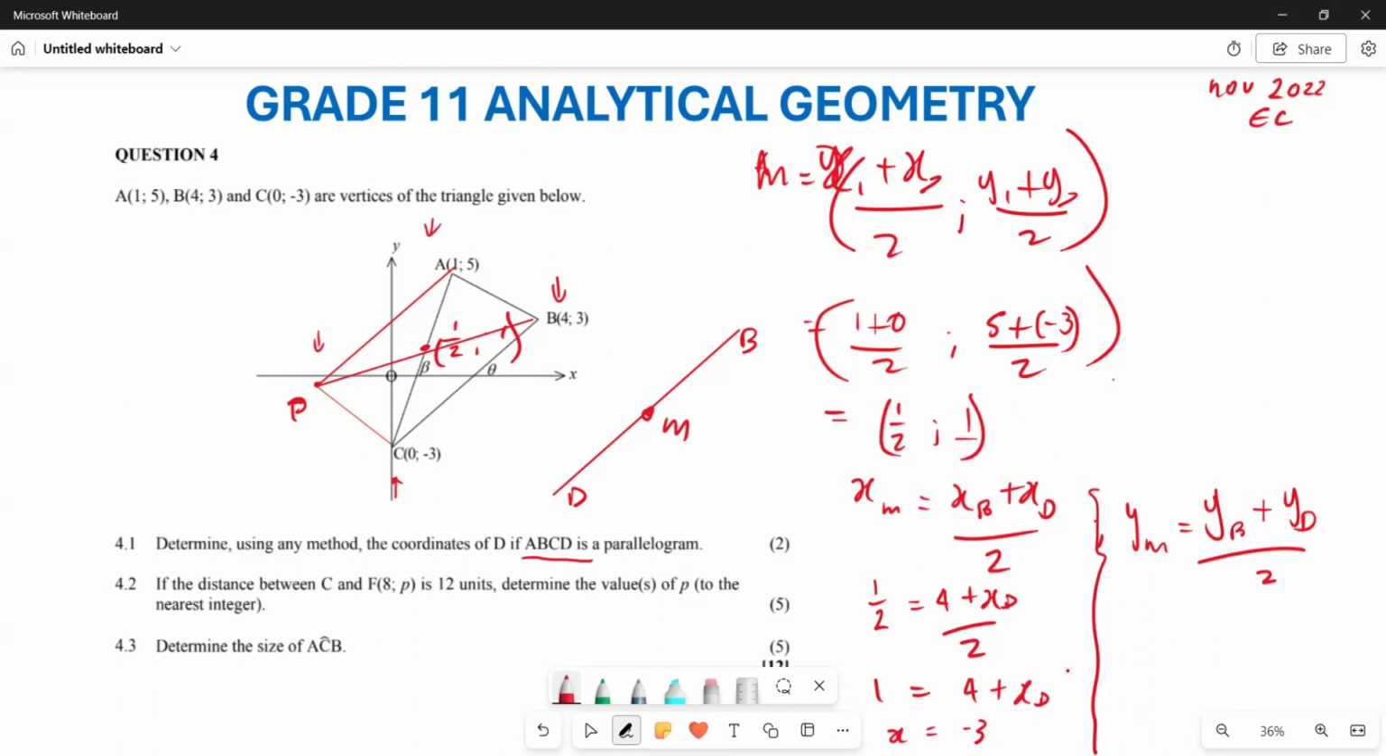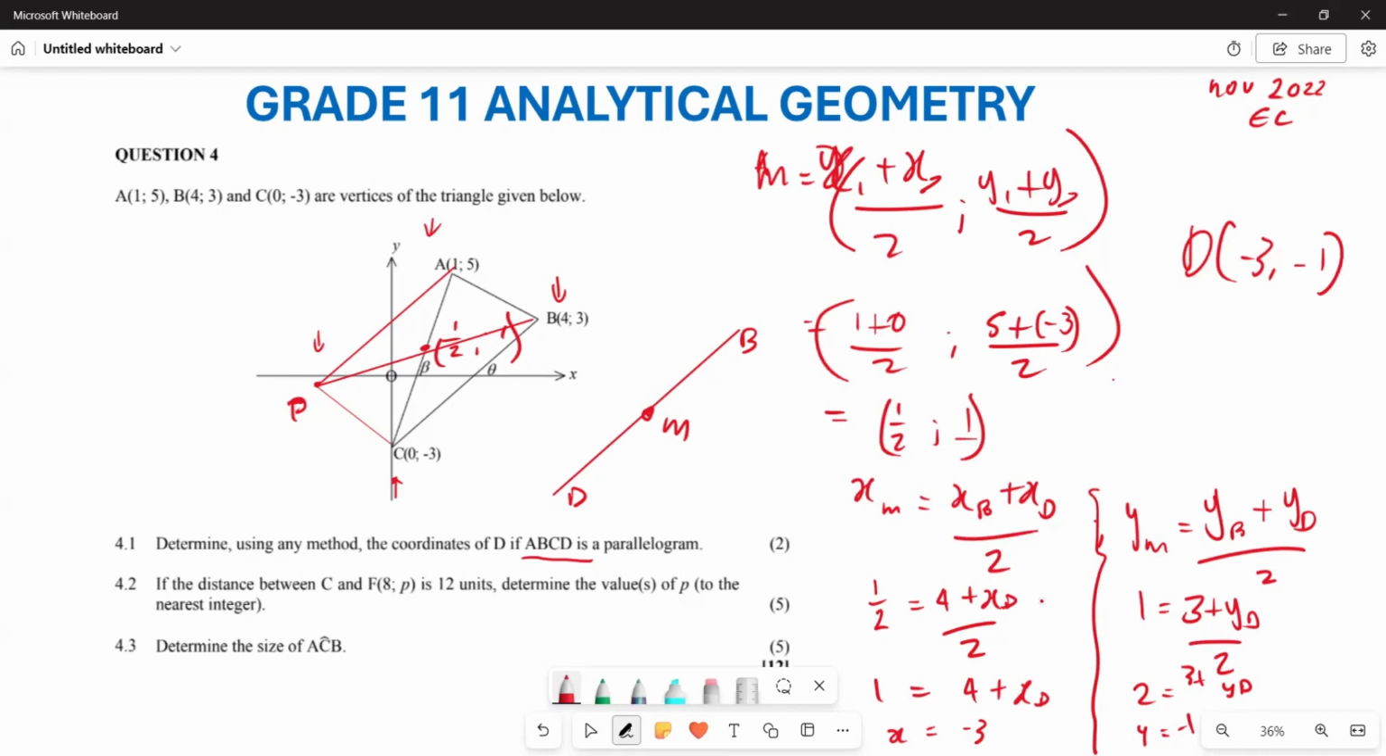Now you are going to do the same thing on this one, right? You are going to say your y of M is 1, which equals 3 plus y of D over 2. This is the same as 2 equals 3 plus y of D. Then your y is going to be negative 1. Altogether, the coordinate of D is negative 3 and negative 1. So basically that is the first thing that you can do, and that's what you are going to do in order to find this particular coordinate. Hopefully this makes sense to you now.